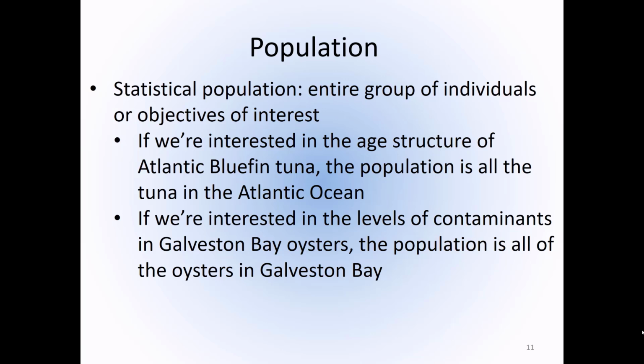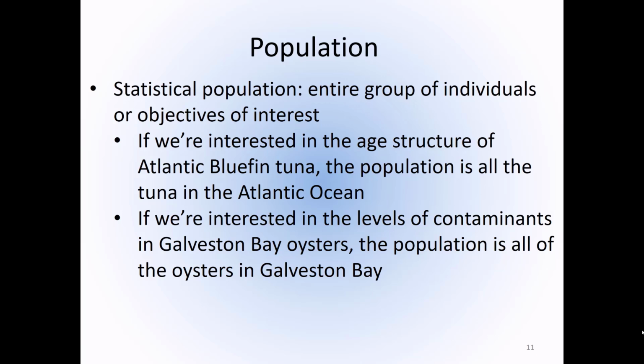Maybe we're just interested in a particular group of bluefin tuna, maybe those in the Atlantic, and their age structure, and so we would define our population statistically based on tuna that are only found in the Atlantic Ocean. Maybe we're interested in a group of organisms more locally, oysters perhaps, and so we would define our population as oysters that are found in Galveston Bay.